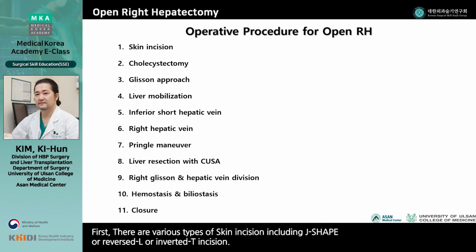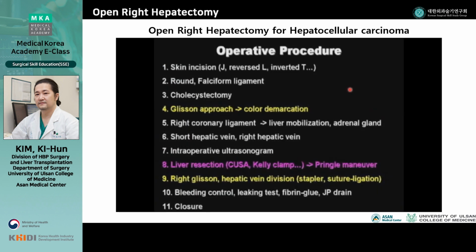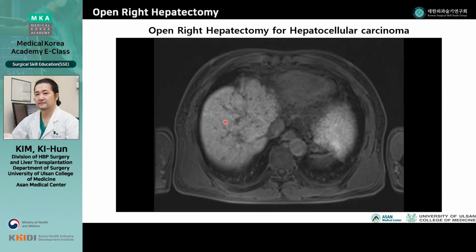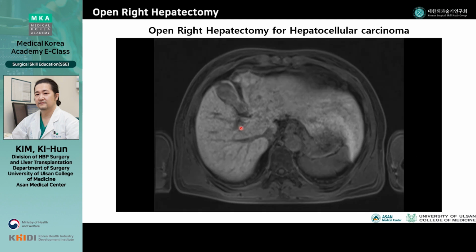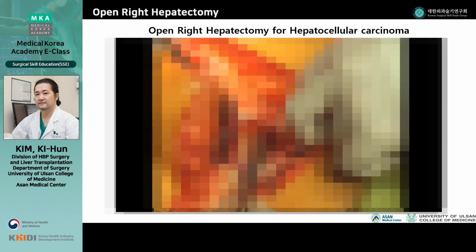First, there are various kinds of skin incision, including J-shape, reversed L, or inverted T incision. Second, cholecystectomy is made. In this video clip, a reversed L incision was made. The tumor was located on the right side of the liver. A reverse L incision was made.